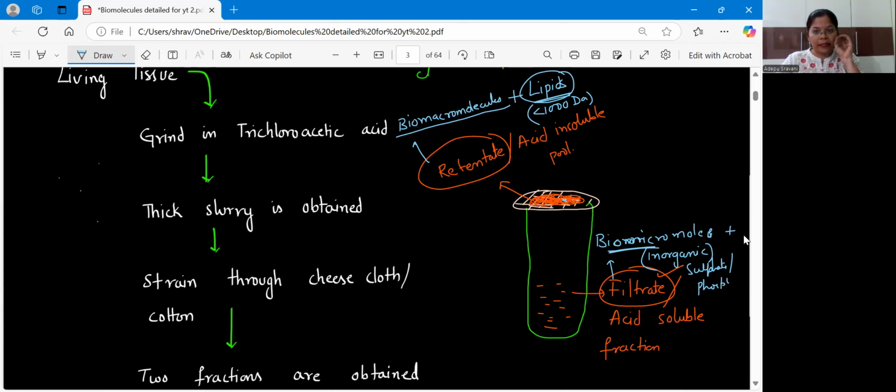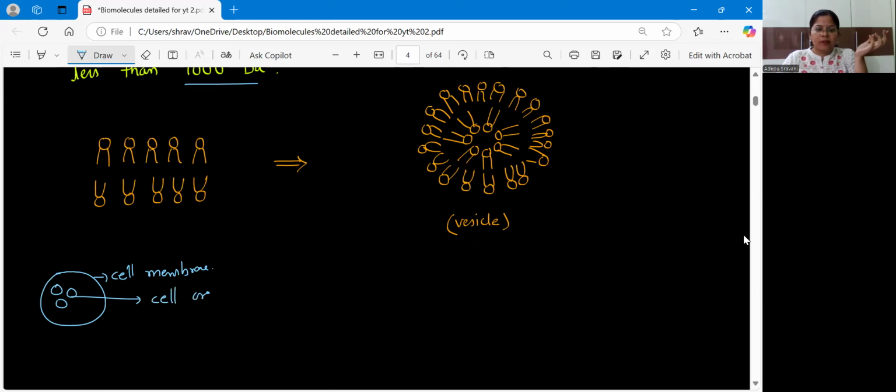So here the answer is very simple. When you are grinding the tissue, whether it is leaf or liver, tissue is nothing but made up of cells. Each cell is made up of a cell membrane, and inside it we have so many cell organelles. For example, in a plant we can have chloroplast, mitochondria, ribosomes. All these are different types of cell organelles. Similarly, animals also have cell organelles. So the cell is made up of cell membrane and cell organelles.